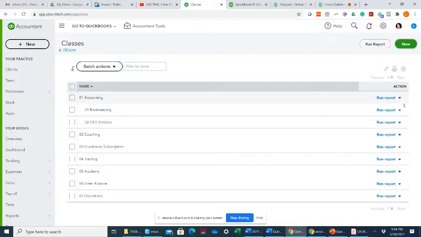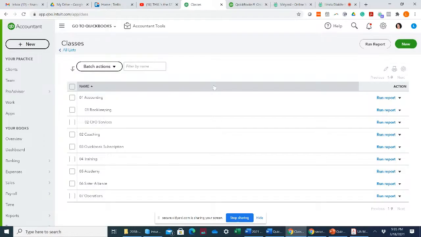Over here on the right hand side, under action, you can run a report, which is in blue. You can edit, so you can change the name of the class, and you can also make it inactive. When you make it inactive, it does not delete it. It just makes it inactive and you no longer see it on the screen. If you run the report for that particular class, it will list every transaction that has been coded to that class. So that's the good thing about classes.